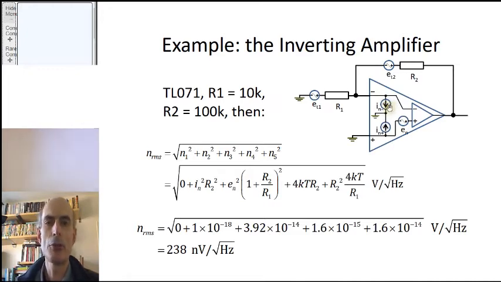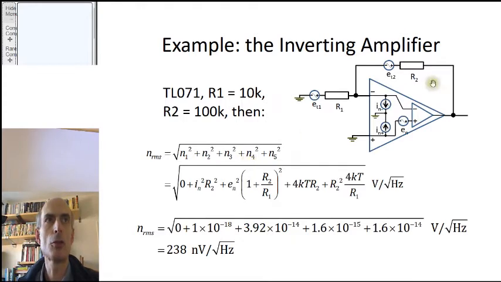If you put the numbers in for a TL071 based inverting amplifier with a source resistance R1 of 10k and a feedback resistance R2 of 100k, then what we get for the contribution of this noise current here is 1 times 10 to the minus 18 volts squared per hertz. Just comparing it with the other contributions, that is 3 orders of magnitude below any of the other contributions of noise. Therefore, it is safe to neglect it.